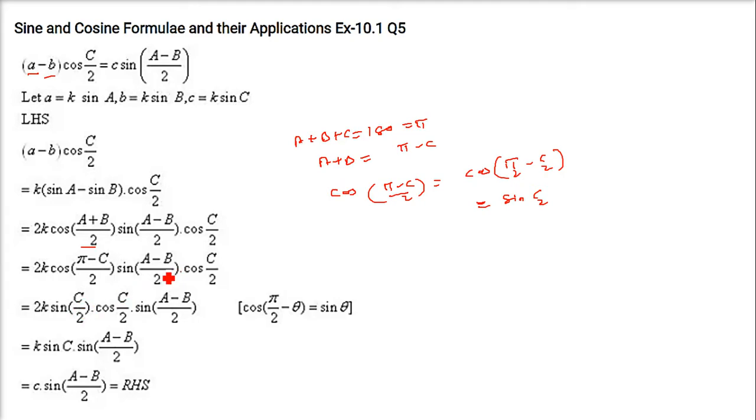So you have sin C/2, you have cos C/2, and you have sin (A minus B)/2. But you know that sin C is 2 sin C/2 cos C/2. So this one and this one you can take as sin C. So you already have 2 sin C/2 cos C/2 as sin C. K remains here and sin (A minus B)/2. But this k sin C is nothing but c. So in this place you can put a c.